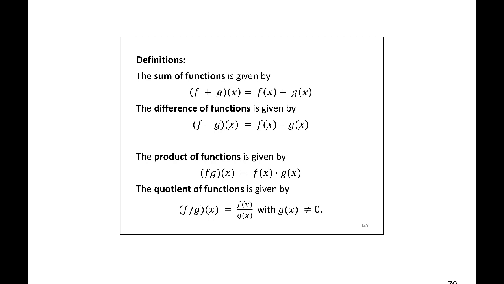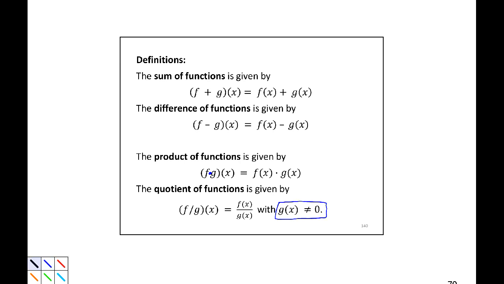A difference of functions is given by (f - g)(x) = f(x) - g(x). Third, the product of functions is given by (f times g)(x). Most of the time we just use implied multiplication here, but (fg)(x) = f(x) times g(x). And a quotient of functions, (f/g)(x) = f(x) divided by g(x), as long as g(x) is not 0. The restriction that the denominator cannot be 0 still holds.